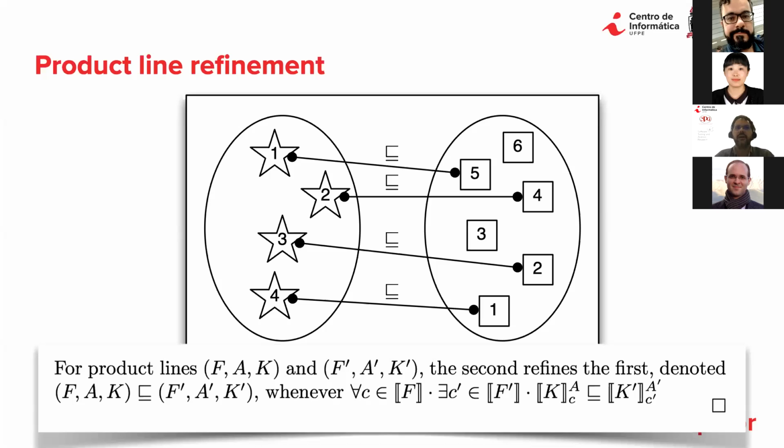So this is formalized according to this definition. You see that for any configuration of your feature model, so this is the meaning of the double brackets as in F, there exists some configuration in the new feature model that refines the existing product. So you could actually have more products, but the products that you had before should have their behavior preserved.